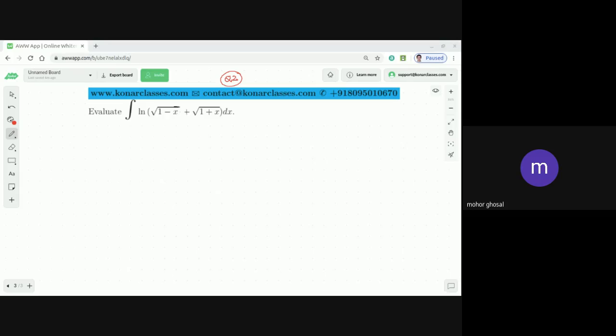Sir, I did up to a certain step. After that, I don't know. Okay, as we understood, we need to take ln of square root of 1 minus x plus square root of 1 plus x as the first function. So we can simply write this as ln of square root of 1 minus x plus square root of 1 plus x into integration of 1 dx, minus integration of d/dx of ln of square root of 1 minus x plus square root of 1 plus x into integration of 1 dx, complete dx, correct or not?